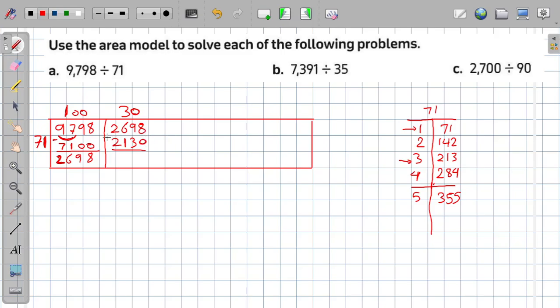Okay. So I will subtract two numbers here. So 8 minus 0 equals 8. 9 minus 3 equals 6. And 6 minus 1 equals 5. And 2 minus 2 equals 0. So the remainder here is 568. Okay. So let's continue. I have here 6, I have here 7, I have 8. So 6 times 1 equals 6. 6 times 7 equals 42. So I have here 426.